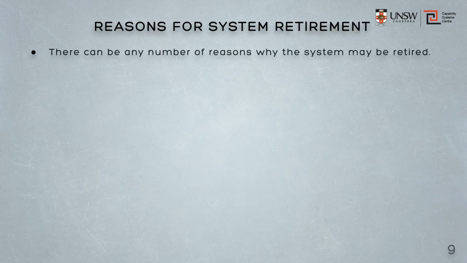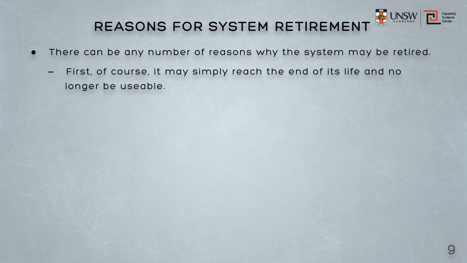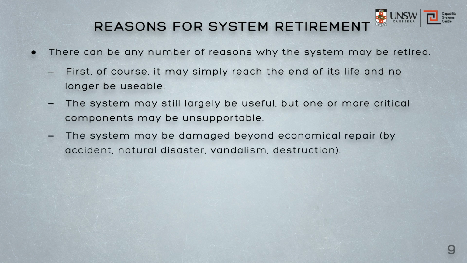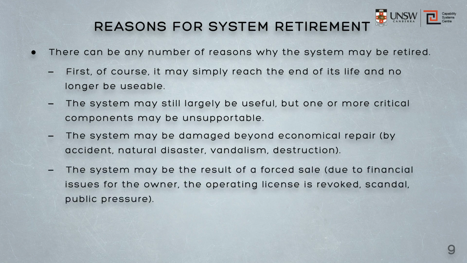Now, of course, there may be any number of reasons why a system may be retired. First, and probably the first that comes to mind, is that the system may no longer be usable and/or supportable. Or most of the system may be usable, but because more than one of its critical elements may be unusable, the system itself may not be operational. Or the system or one of its significant elements may have been damaged beyond economic repair, either by natural causes or fire, or perhaps in the case of a military system, by some battlefield damage.